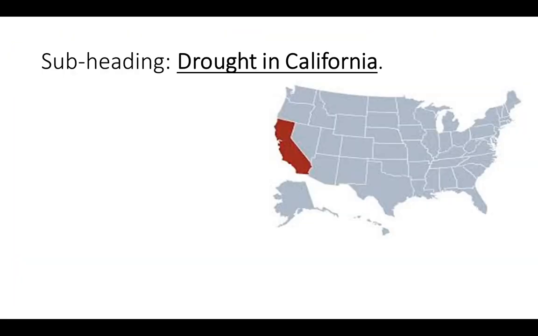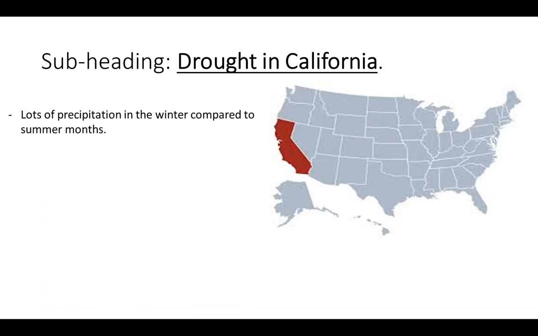Okay, next task is to add a subheading, Drought in California. California, you can see on the map of the United States there, is located in the southwest of the United States. A very famous state, lots of famous features and locations, quite popular with tourists as well as people living in the area. Now, California is an area that experiences quite a lot of drought, despite the fact that it's located quite close to the coast.